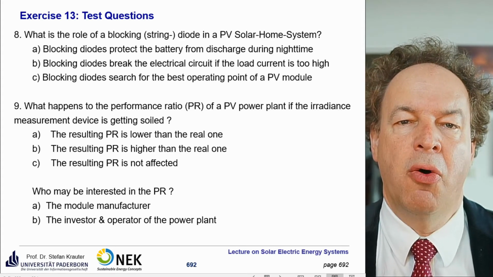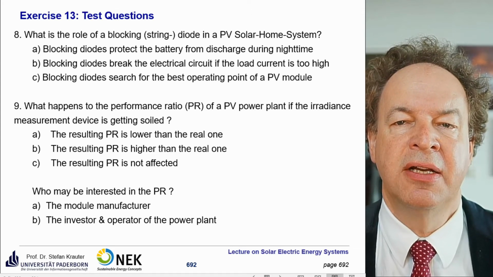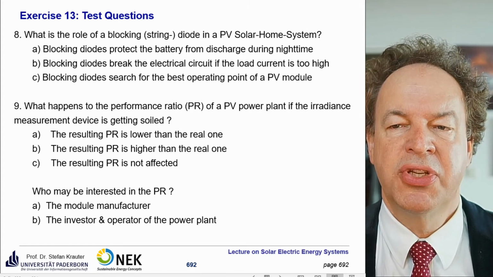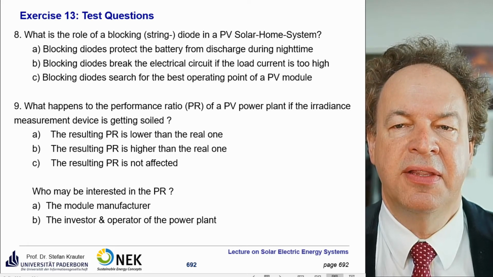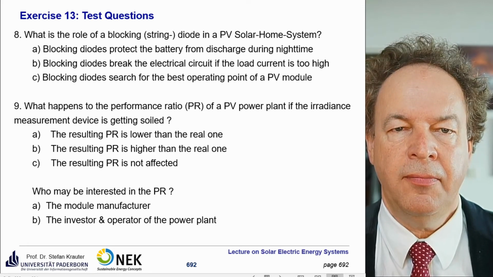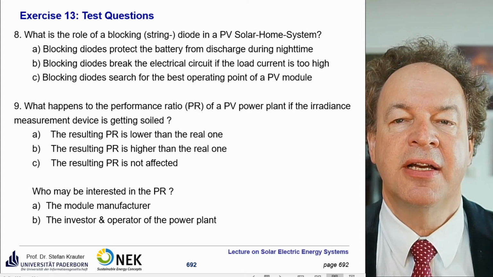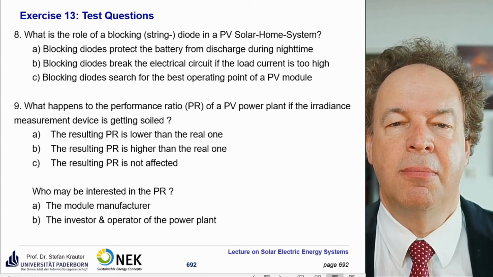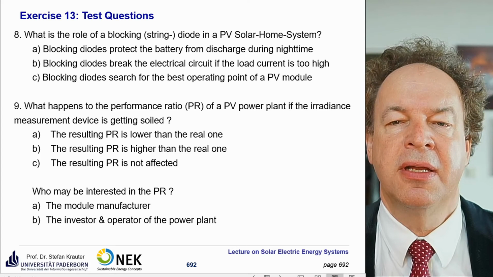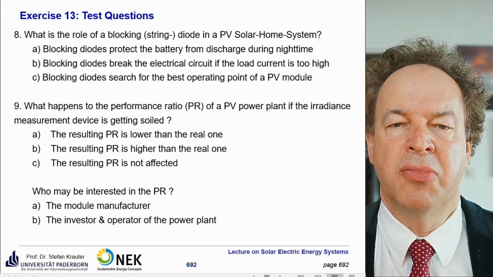We come to number 8. What is the role of a blocking diode, sometimes we call it a string diode, in a PV solar home system? Remember, we had some graphs on that, and there was a diode between the panel and the charge controller. The options are here. 1, blocking diodes protect the battery from discharge during nighttime. 2, blocking diodes break the electrical circuit if the load current is too high. 3, blocking diodes search for the best operating point of a PV module. So number 1 seems reasonable.